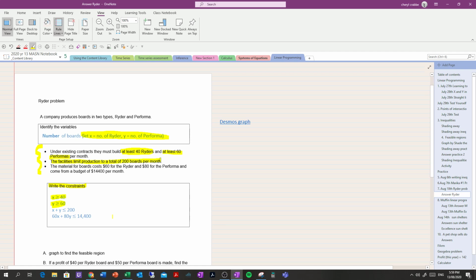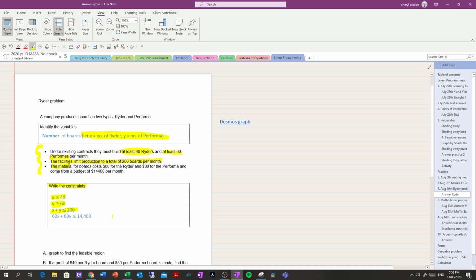And another constraint is the limit of production. They can only make a total of 200 boards per month. That's the maximum production that they have for that facility. So that's X plus Y as a total is less than or equal to 200. So they can't make more than 200 boards. They don't have the capacity for that.